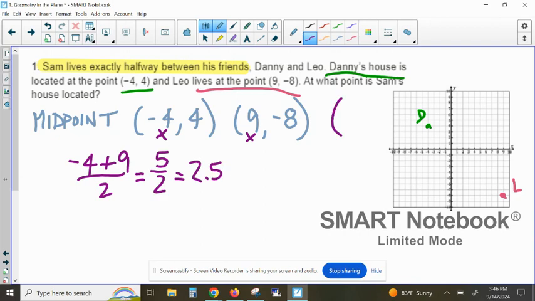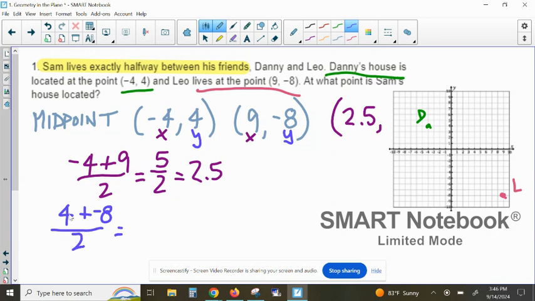So 2.5 is my first part of my coordinate. Now I have to do my y's. So that's my y and my y. Same thing, add up your y's and divide by 2. So that's a 4 plus a -8, and whatever the answer is, we will have to divide that by 2. So 4 plus -8, put that in your calculator. You get -4, and that is going to be over 2. -4 divided by 2 is -2.